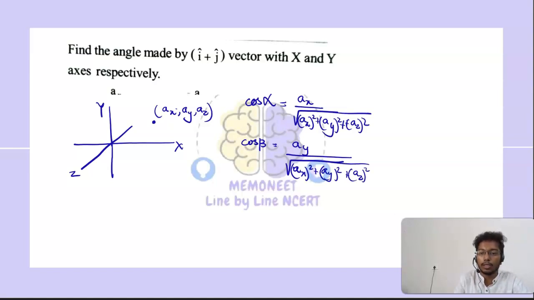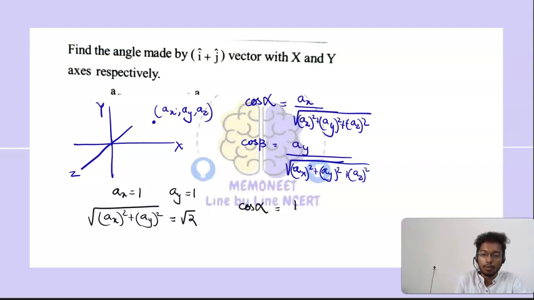So in this question we have i cap plus j cap. So the coordinates are ax equal to 1 and ay equal to 1. So ax square plus ay square under root is equal to under root 2. So the cos alpha will be 1 upon under root 2 and the cos beta is equal to 1 upon under root 2. So this is the angle made by the vector with the x axis and this is for the y axis.